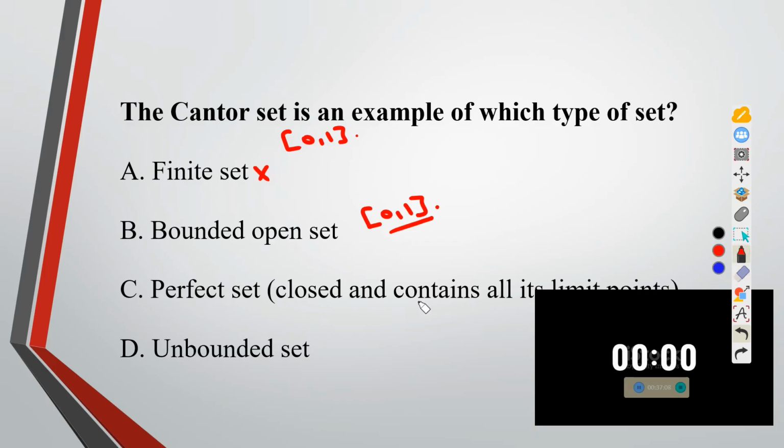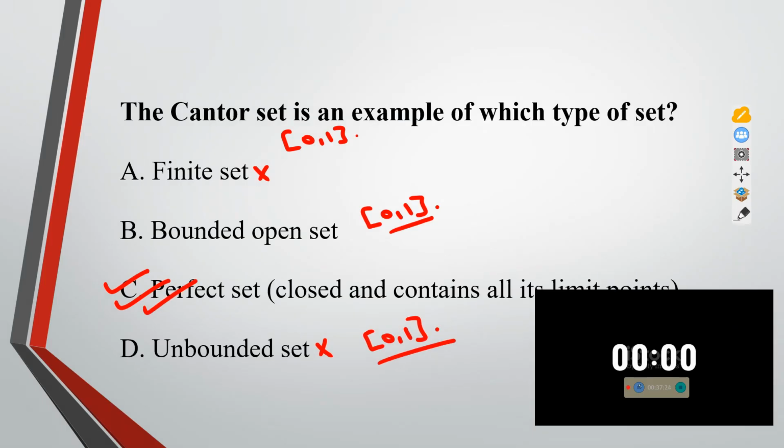Then perfect says closed and contains all its limit points. This is very true. And bounded set, this is not true because our set is bounded between 0 and 1. So our answer here will be C.